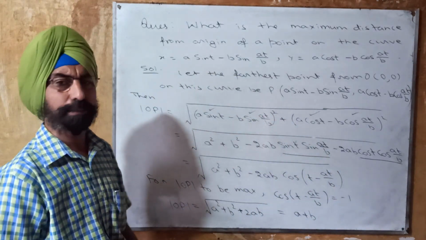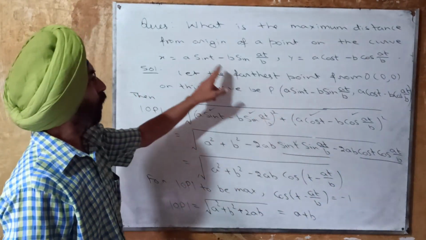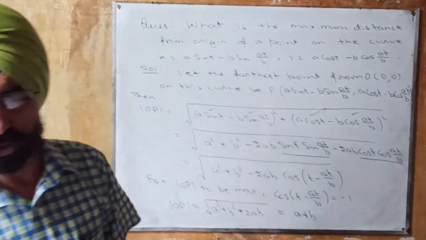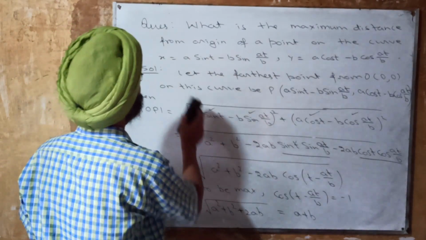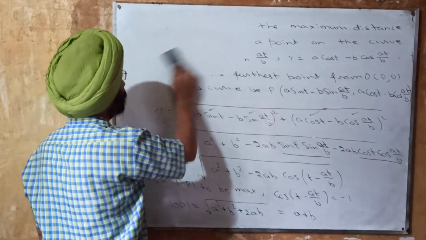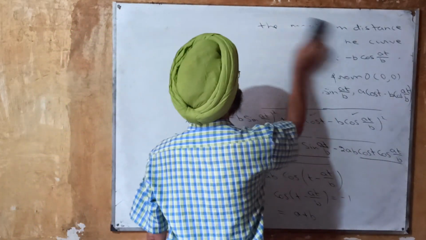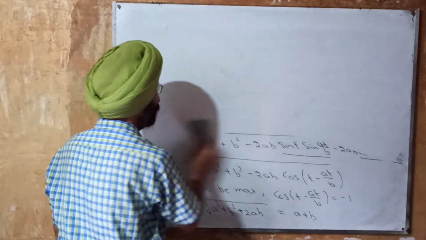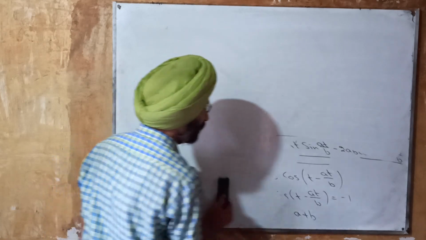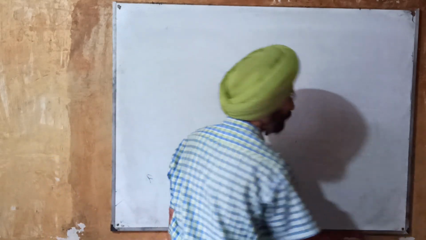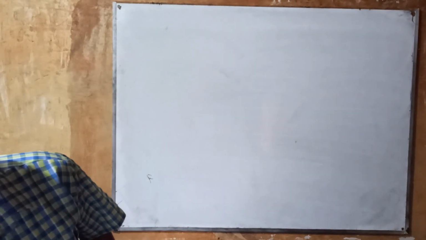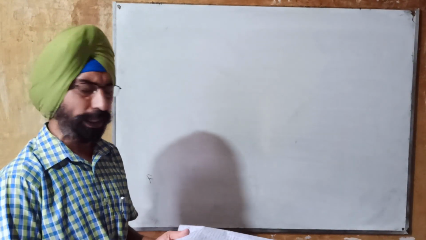So this a plus b is the maximum distance of any point on this curve from the origin. So this is the solution of this question, and we move on to the next question. As I have promised, more harder problems are yet to come, if not in this video, then maybe in the next, or maybe in the next to next video. But the next problem we are going to take today, just write it down.